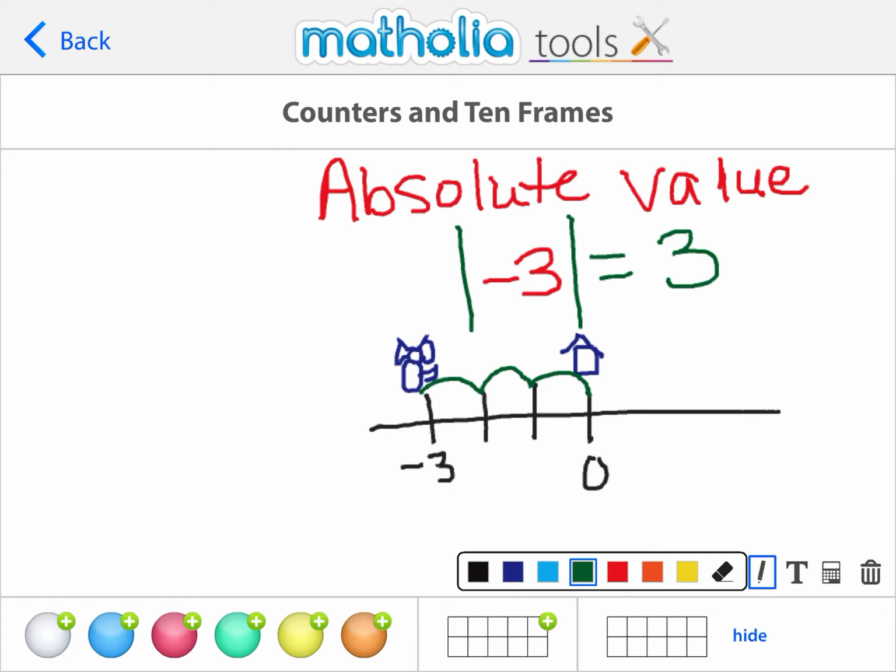As you can see, the answer here, 3, is written as a positive number. It is written as simply the distance from your starting point to 0. Your number is always going to appear as if it were positive.